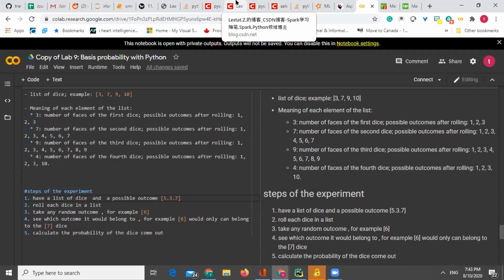Okay, great. I was saying that after you have a list of dice and possible outcome, you roll each dice in the list. No, don't take any random outcome. After you roll each dice in the list, you record each outcome. So you got a list of outcome. Instead of writing, okay, write it.